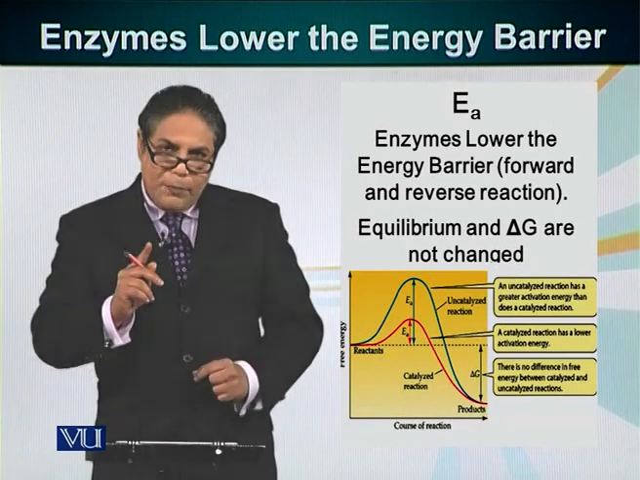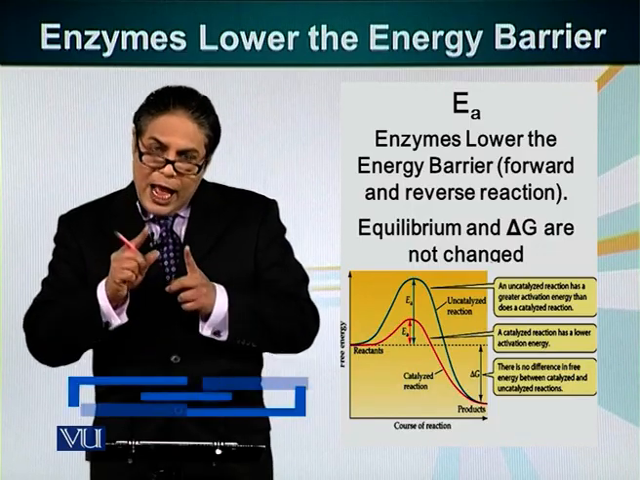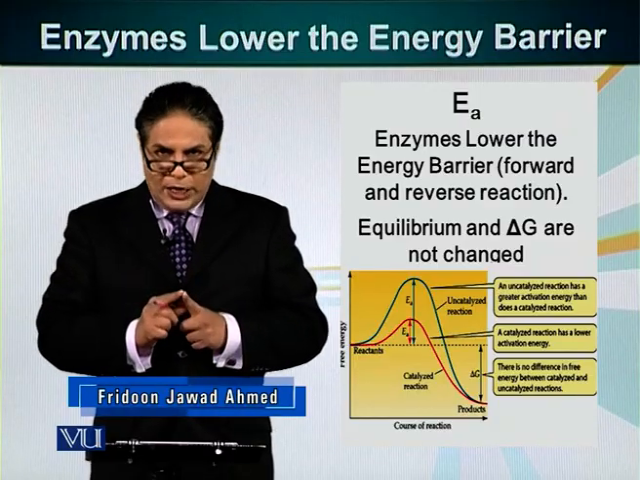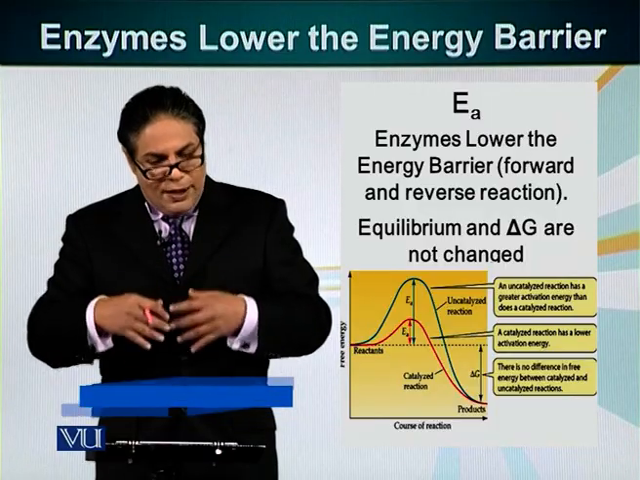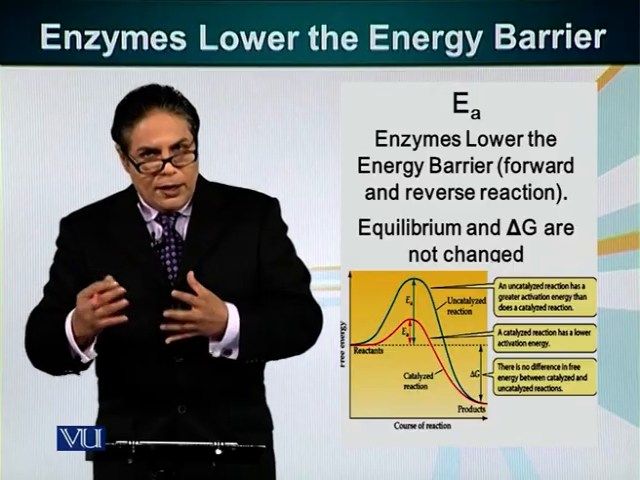However, equilibrium is dependent upon the delta G, the free energy. Enzymes cannot change the delta G or the equilibrium of a reaction. They can change the activation energy. By changing the activation energy, they can speed up the rate of the reaction.